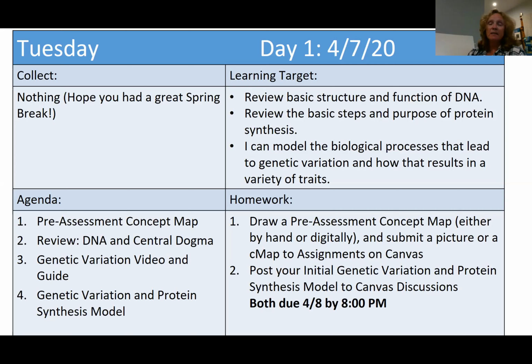So your homework, as it says, is to draw a pre-assessment concept map either by hand or digitally, and then submit the picture or the CMAP to assignments on Canvas, and I'll show you how to do that. It's going to be going into Canvas under our module, which is Unit 4, Coevolution of Life and Earth. And this next slide is going to show you what a CMAP is, just in case you're curious. And then, of course, the second homework assignment is to post your initial genetic variation and protein synthesis model to the Canvas discussions. Both, like I said, are going to be due tomorrow, Wednesday, by 8 o'clock.